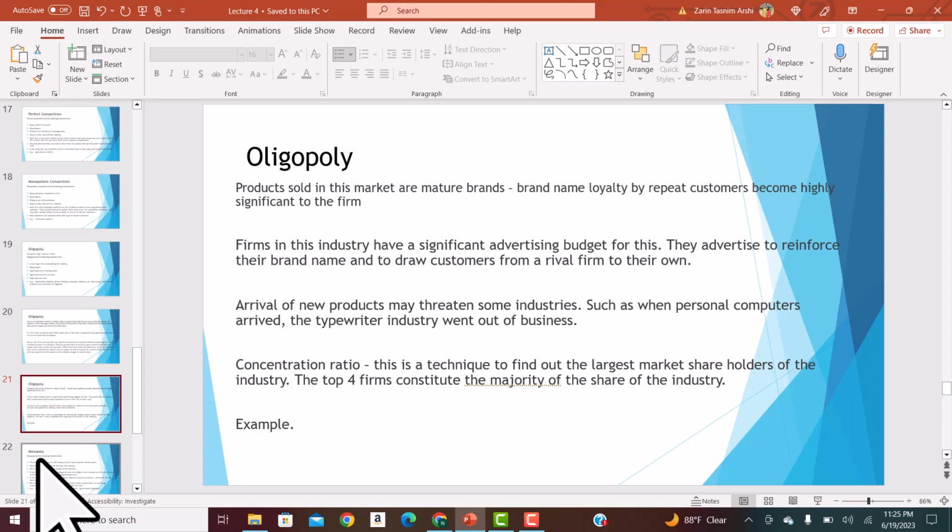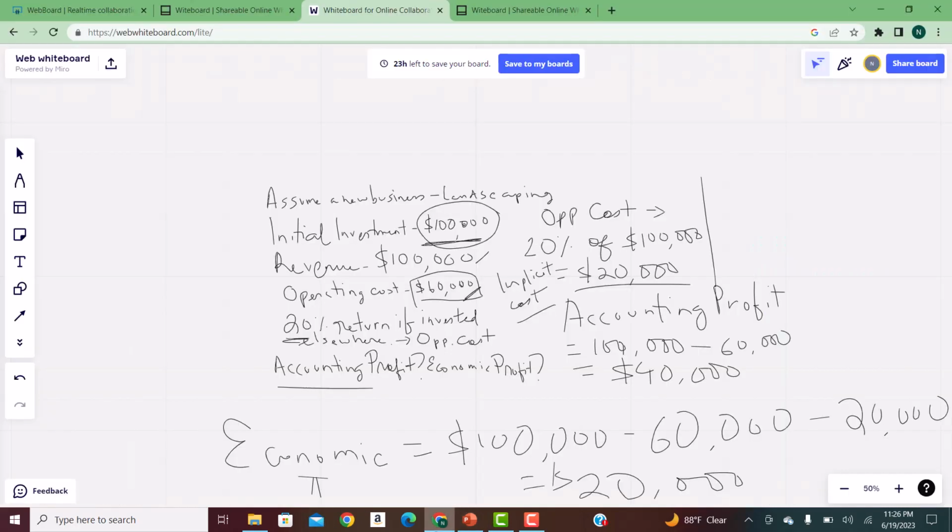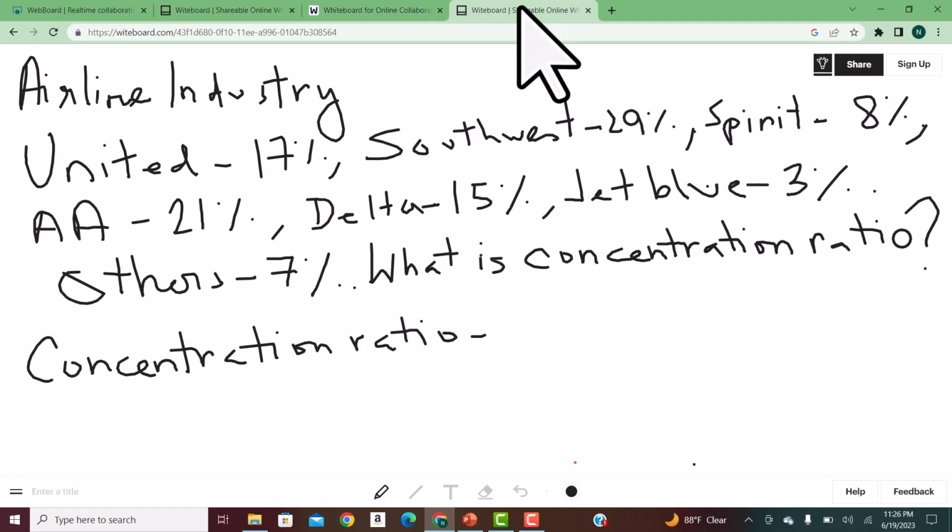So in an oligopoly market, out of 10 or 15 suppliers, a concentration ratio will tell us who the top 4 firms are and how much market share they're controlling. Let's do a quick example. Let's say we're given the airline industry, which is an oligopoly market structure. United Airlines controls 17% of the market share. Southwest controls 29%. Spirit controls 8%. American Airlines, which is AA, controls 21%. Delta controls 15%. JetBlue 3%, and other airlines like Frontier and some local airlines control 7%.